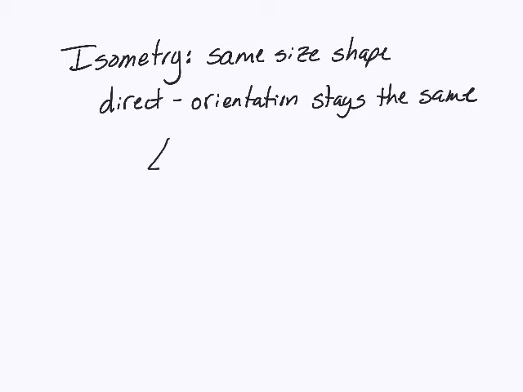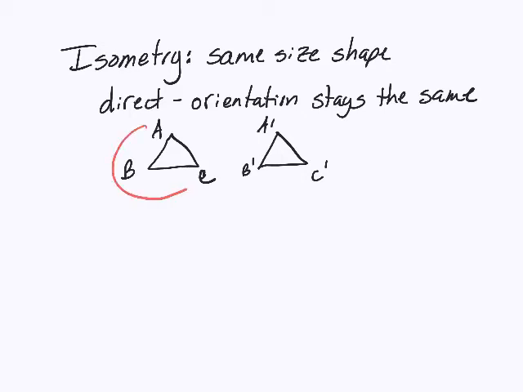If I have triangle ABC and I translate it, A prime, B prime, C prime, if you look at the order of the letters, A, B, C goes around counterclockwise, A prime, B prime, C prime goes around counterclockwise. Okay, that's a direct isometry.